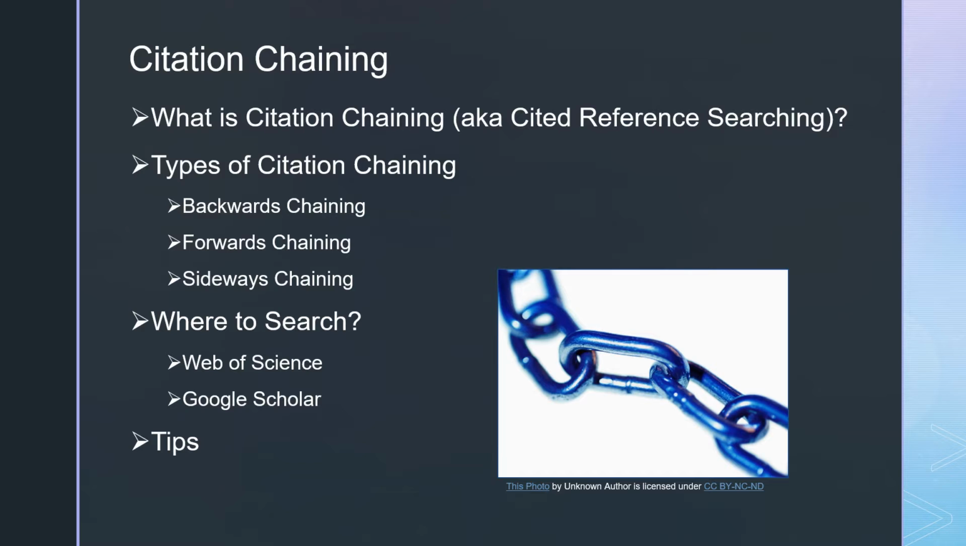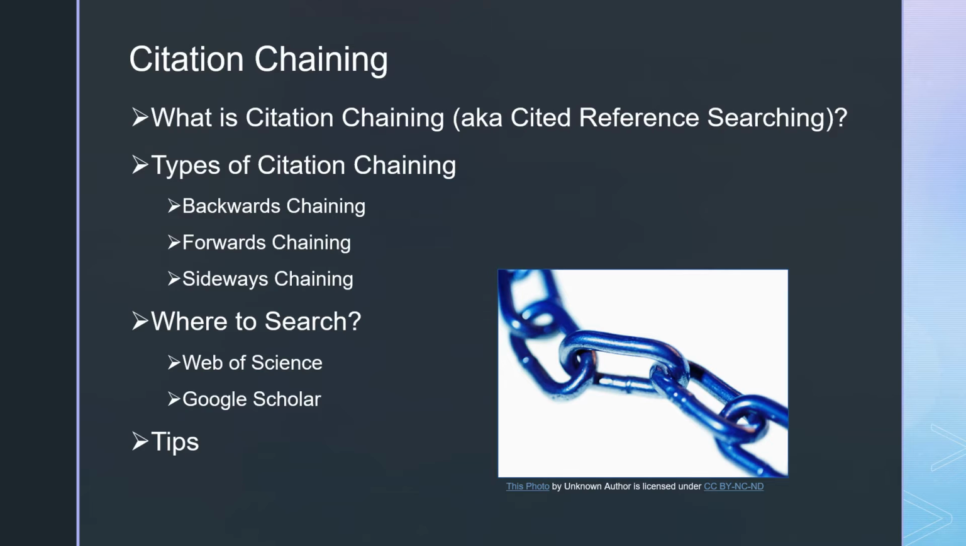When you mine the resources cited in the article, this is called backwards chaining. These resources will be older than the article you are using and help you identify what other articles or resources may have influenced the author. One way to do this is to mine the references listed at the end of the relevant article using keyword or subject searching for additional useful resources.